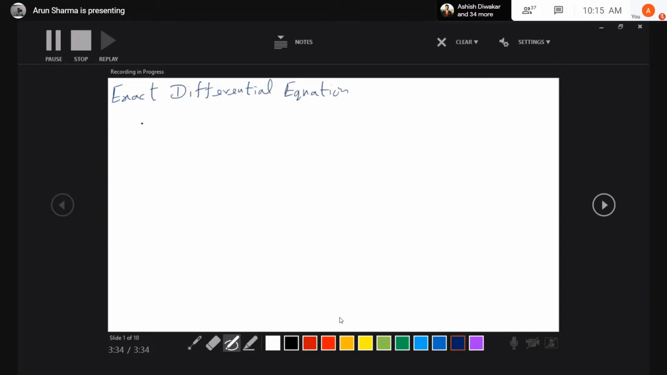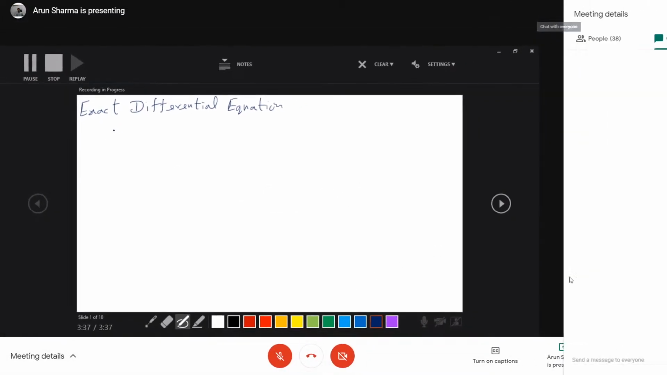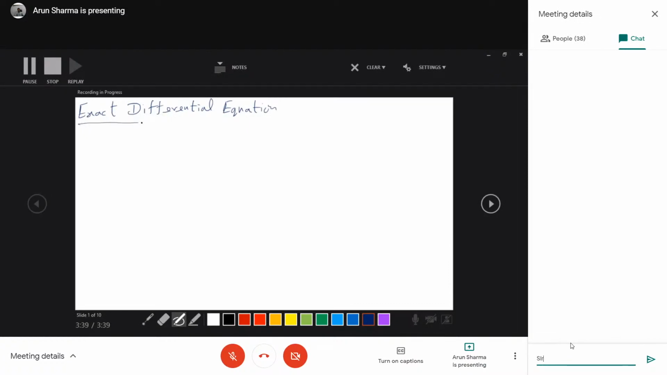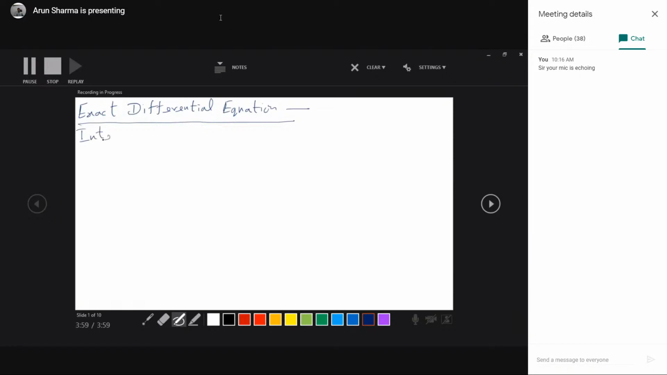So, exact differential equation. You know how to recognize an exact differential equation, whether this differential equation is exact or not. Once it is exact, you know how to solve an exact differential equation. And I have defined the integrating factor.